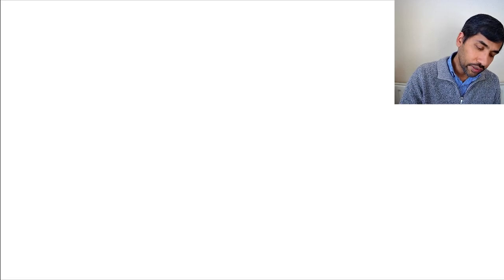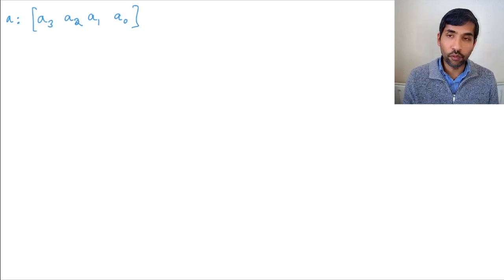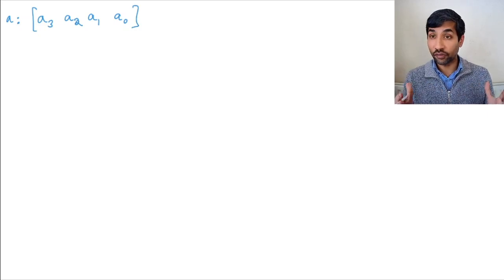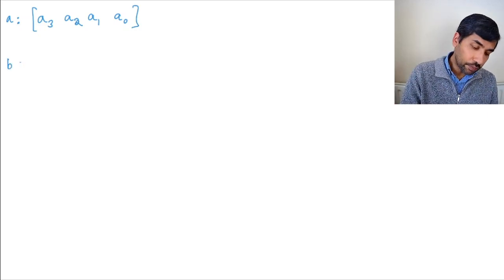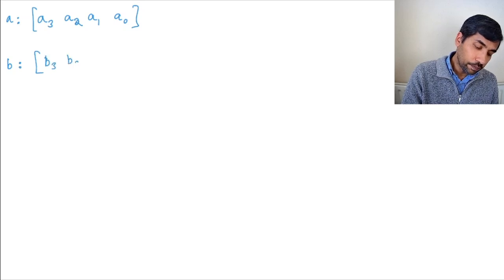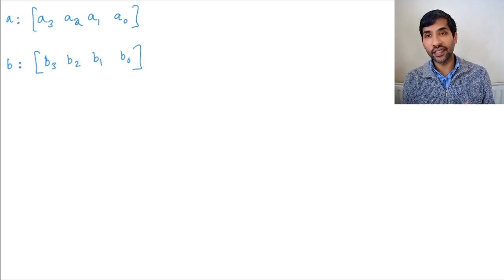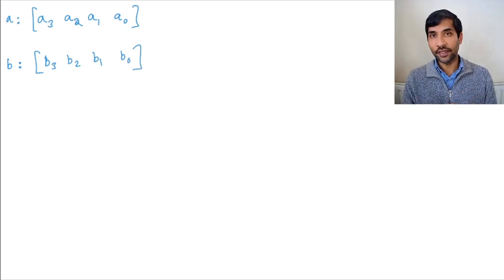Okay, so I have a number A3, A2, A1, A0. That's my one number A, which is a 4-bit number, and I have another number B, which is another 4-bit number, B3, B2, B1, B0, and I want to build a circuit to add A and B.